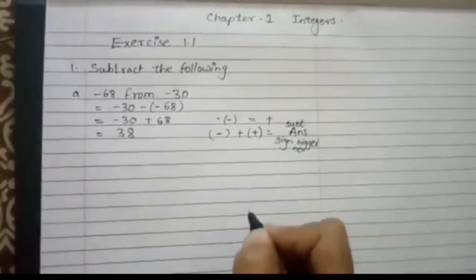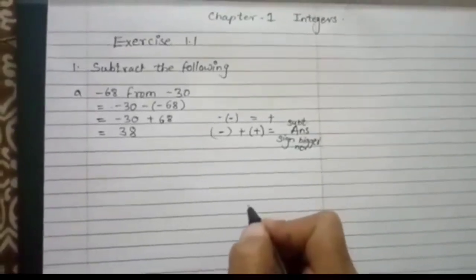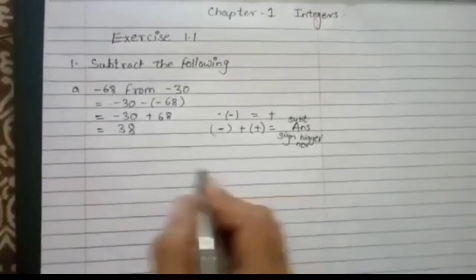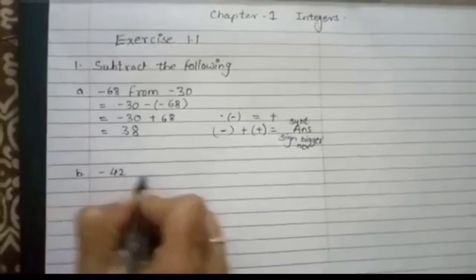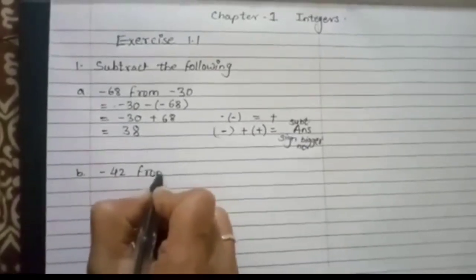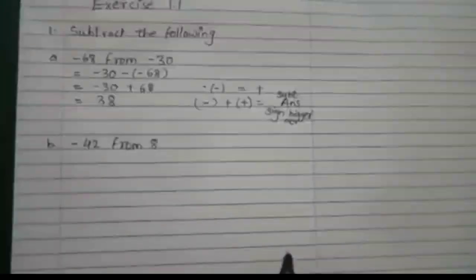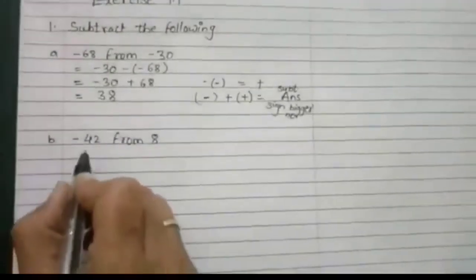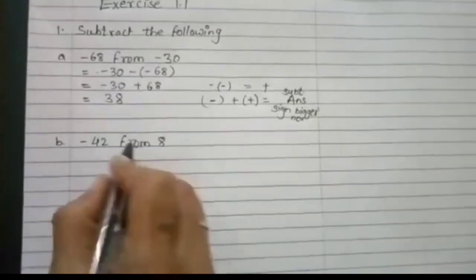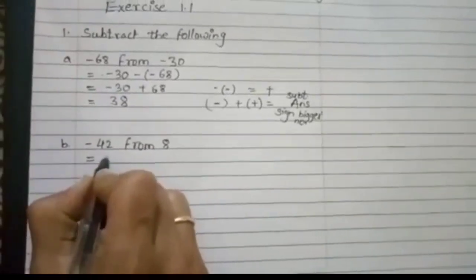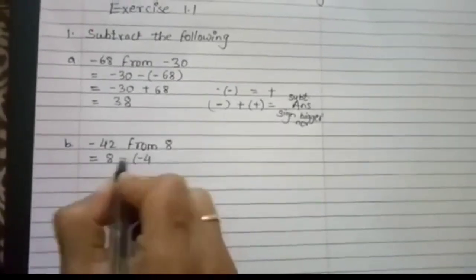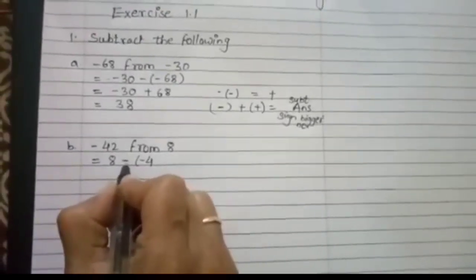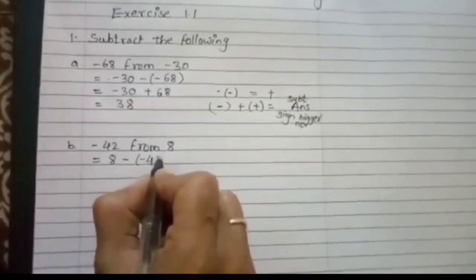Okay students, understand this. Now see, I am taking the second example. Second example is minus 42 from 8. That means the number 8 will come first. 8 minus, outside the bracket the minus sign, and inside that minus 42.